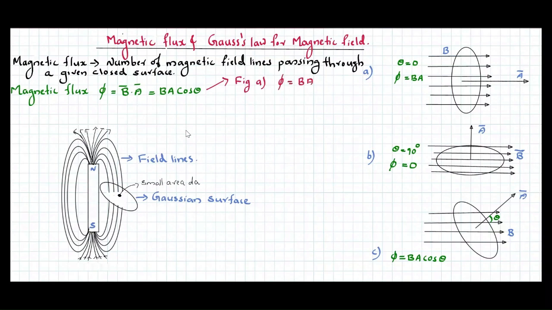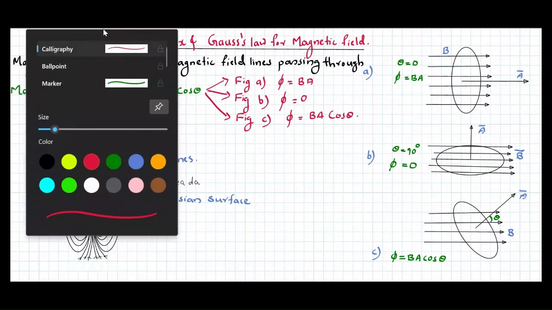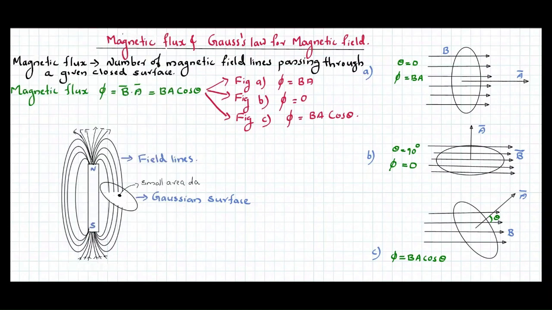In the second figure, the area vector and the magnetic field are at right angles to each other. Therefore phi, which is equal to BA cos 90, is 0. And in the third case, the area vector is making an angle theta with the magnetic field, where we can say the magnetic flux phi is equal to BA cos theta.